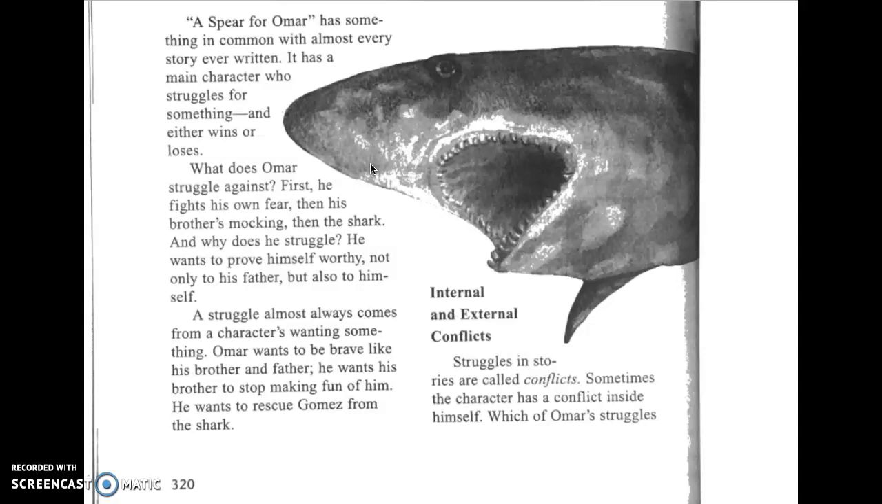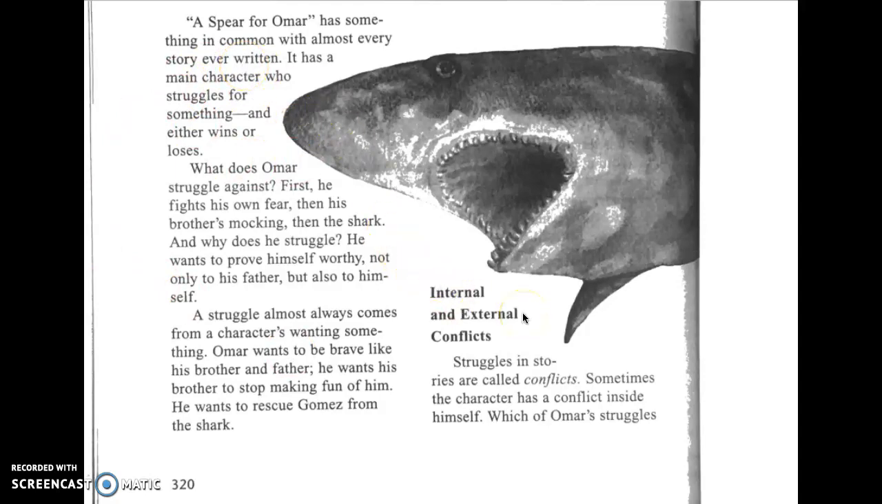A struggle almost always comes from a character's wanting something. Omar wants to be brave like his brother and father. He wants his brother to stop making fun of him. And he wants to rescue his brother Gomez from the shark. Okay, my question for you. What does almost every story have in common? Pause. So the answer is that almost every story has a main character who struggles for something and either wins or loses, right? Let's go on.